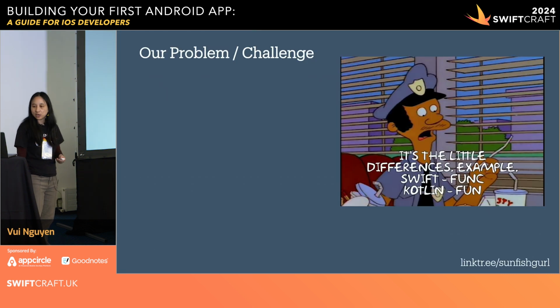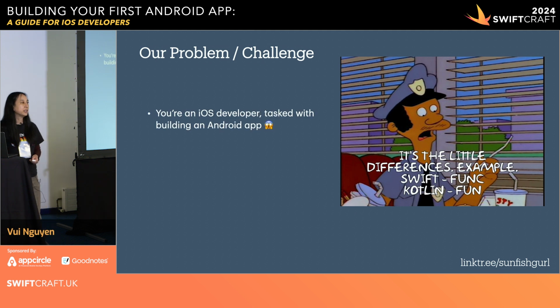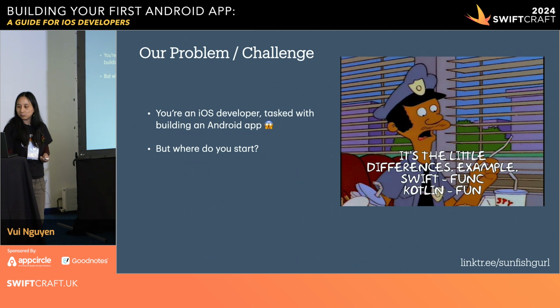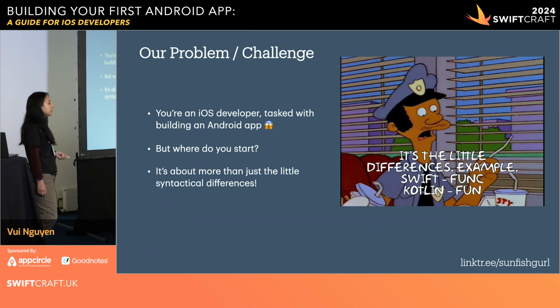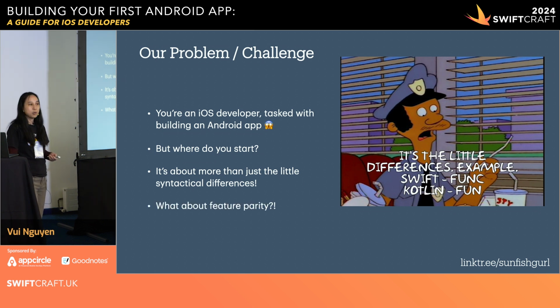So I'm going to start by talking about the problem that we're trying to solve. Let's say you're an iOS developer and your company is asking you to build an Android app. You're like, why? And where do you start? And what things do you want to consider? It's more than just the little syntactical differences. And what about feature parity?